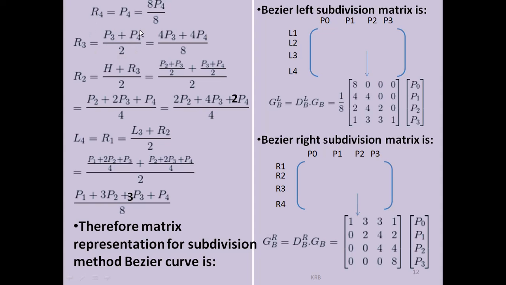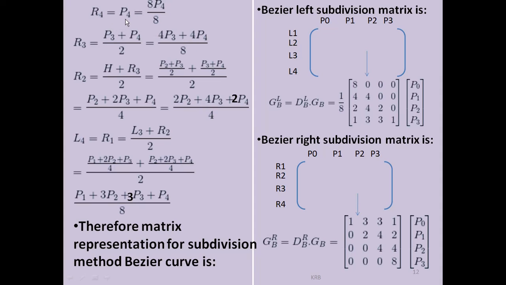So this is the expression, that is R3 is the midpoint, so P3 plus P4 divided by 2. So we are again converting the denominator into 8. That's why we are multiplying both numerator and denominator by 4. Okay, so we get the expression as 4P3 plus 4P4 divided by 8.